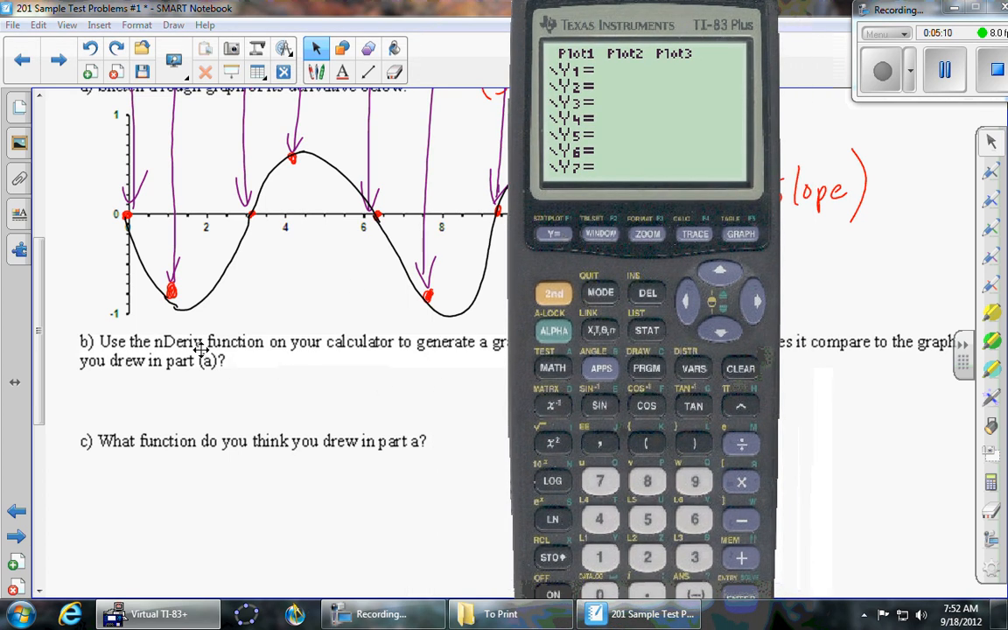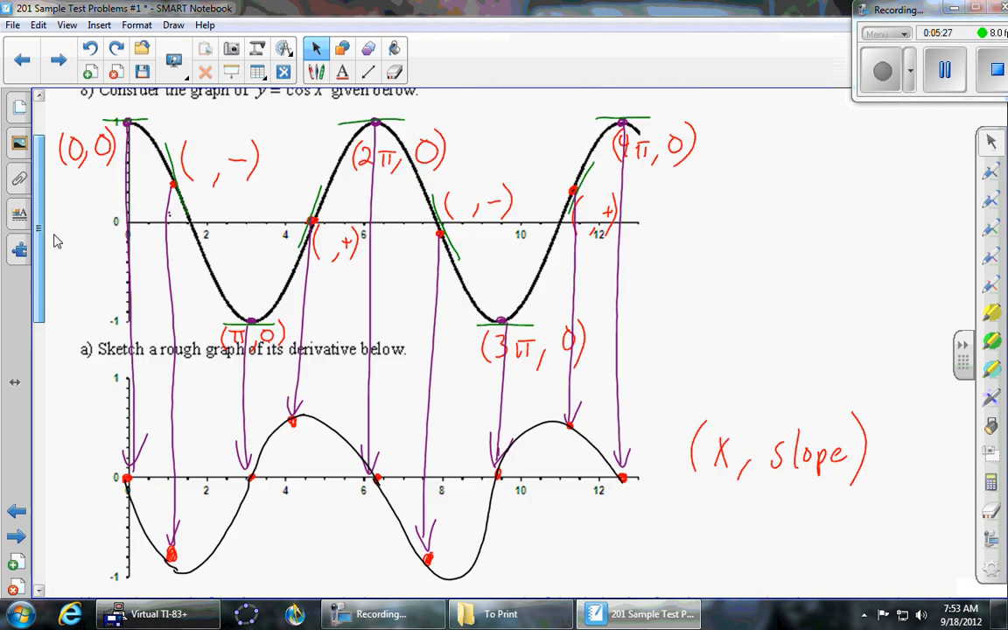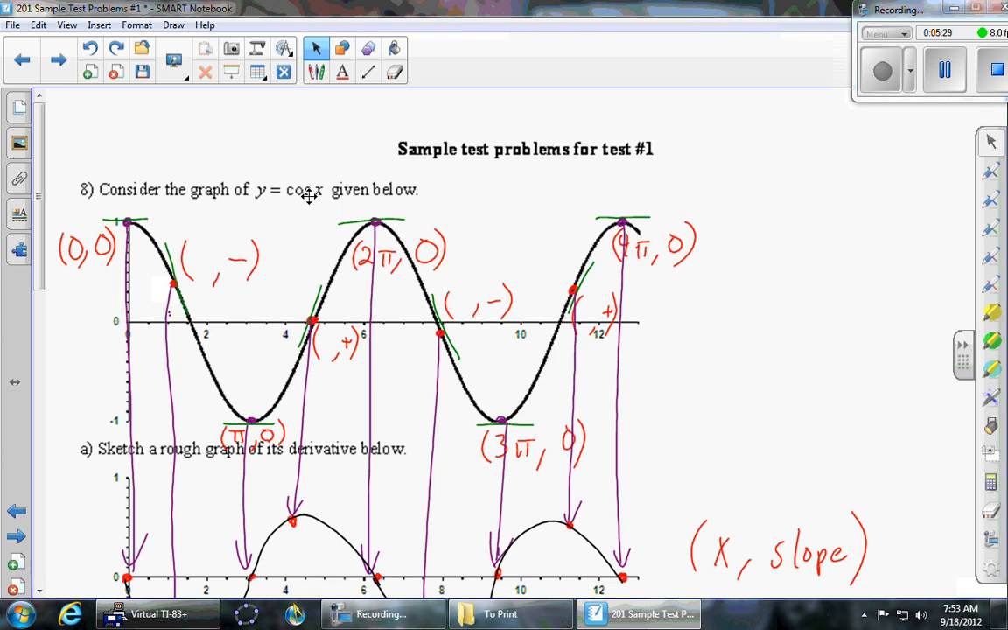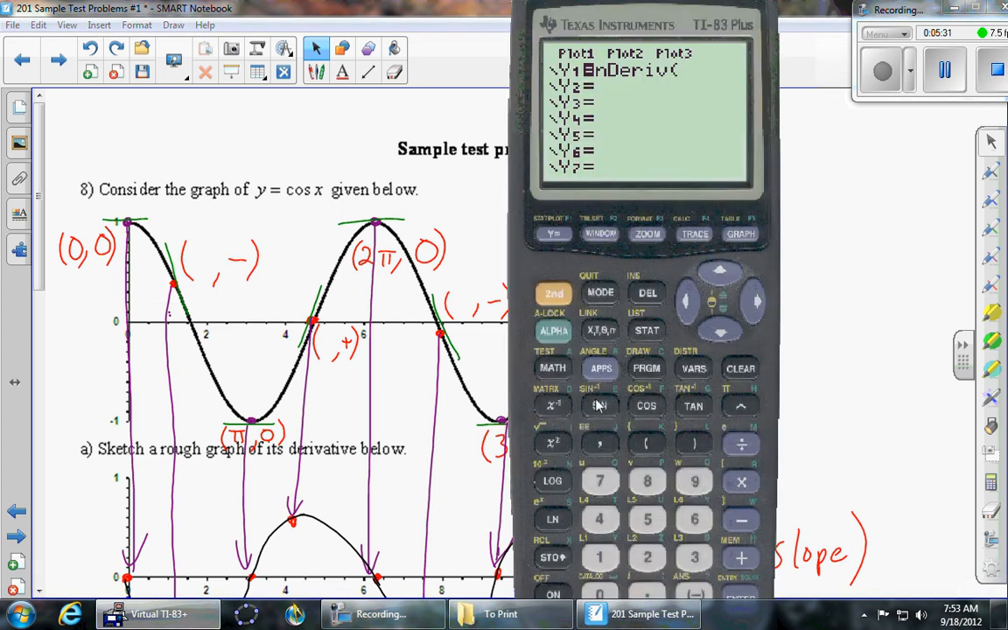We're going to use the nderiv command. So that's inside of math. You can just hit 8 right now, that's where it is, or if you want, scroll down until you find nderiv. So either hit 8 or scroll down and hit enter. So the syntax for this nderiv command is you type in the function. The function in this case, the original function, is y equals cosine x. So we'll just type cosine x. Close the parentheses that the calculator inserted for you on this x.